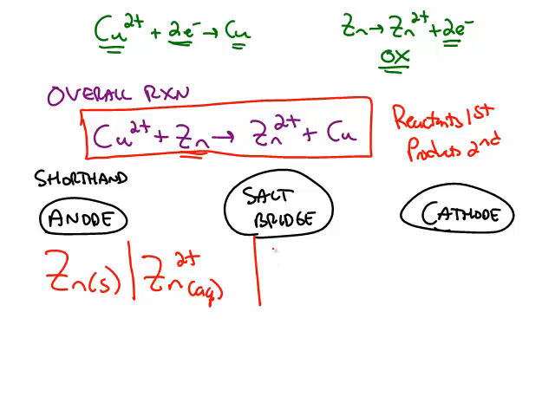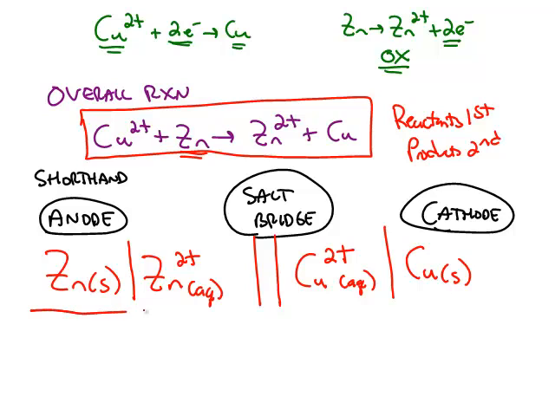Then we put in the salt bridge, which is represented by two vertical lines instead of one. Then we look at the overall reaction. Copper 2+ is the reactant, so copper 2+ would be written first. That's in solution. And then the product is copper. That's a different phase, so we have another vertical line, and then we have our cathode, solid copper.